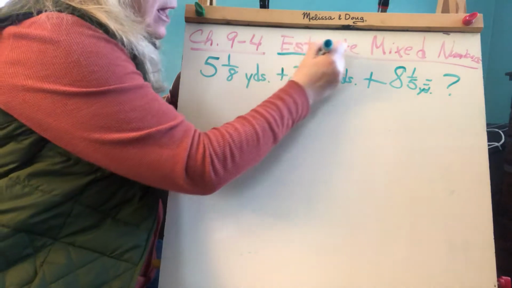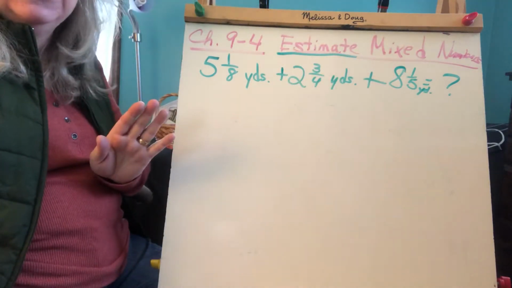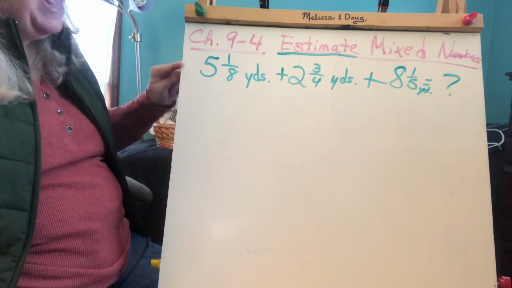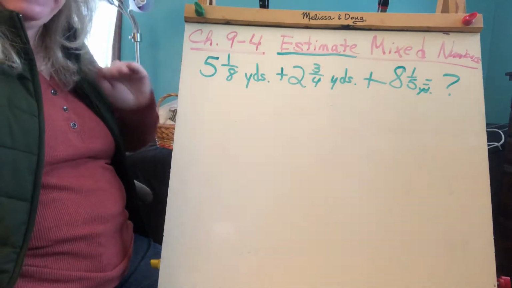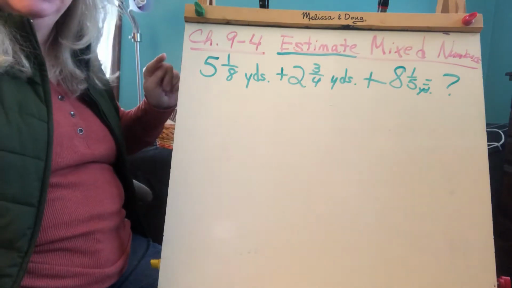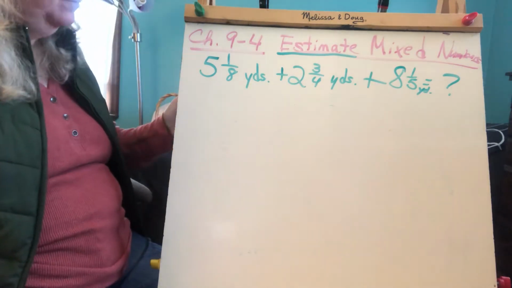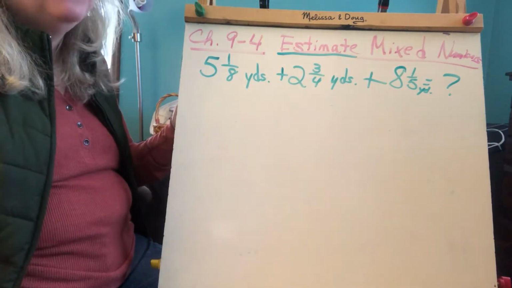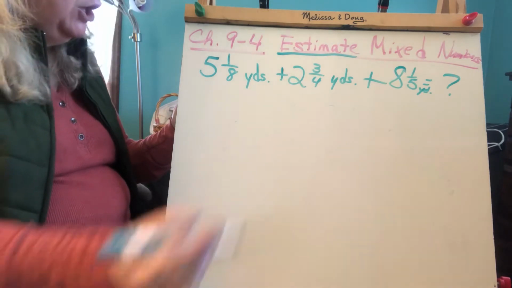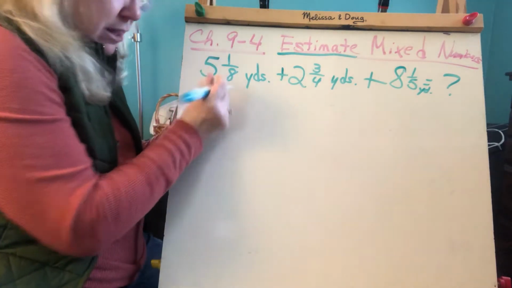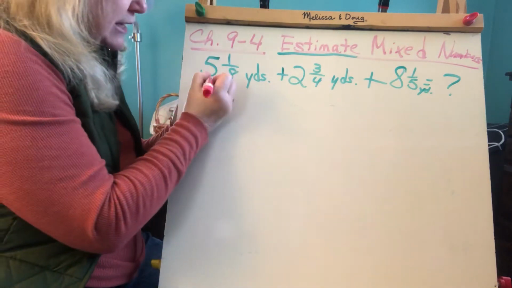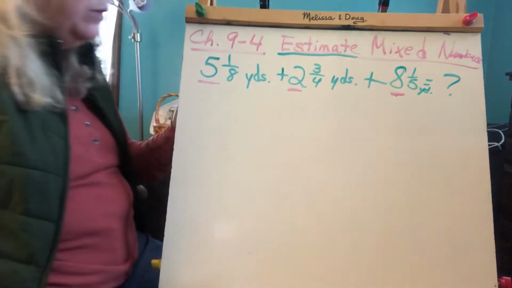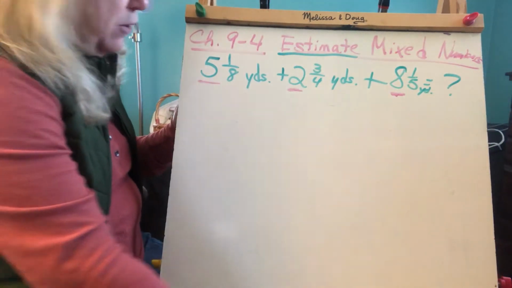It's an estimate, and when we estimate, we don't need to know an exact answer. So we're going to use front end estimation to estimate about how many yards of fabric we need to purchase. All right. So if you think back to when we did front end estimation with whole numbers, you look at the first number. In this case, the first number is the whole number part. And we're going to add our whole number parts.